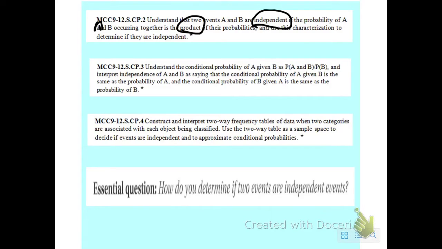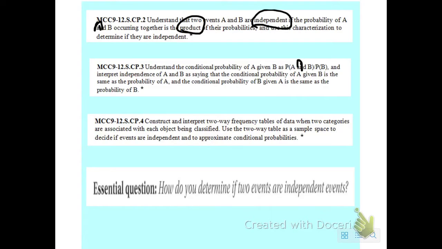The second standard says to understand the conditional probability of A given B as the probability of A and B, now remember that's intersect, divided by the probability of B, and interpret independence of A and B as saying that the conditional probability of A given B is the same as the probability of A, and the conditional probability of B given A is the same as the probability of B. And what that's saying is that even if we're given A or B, the other event will have the same probability when we're given it.